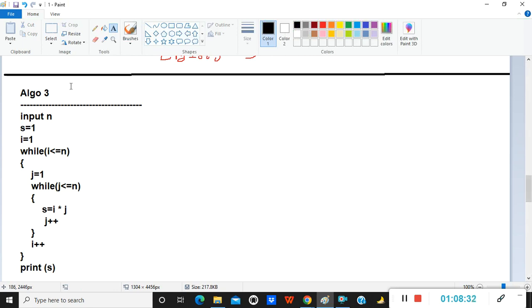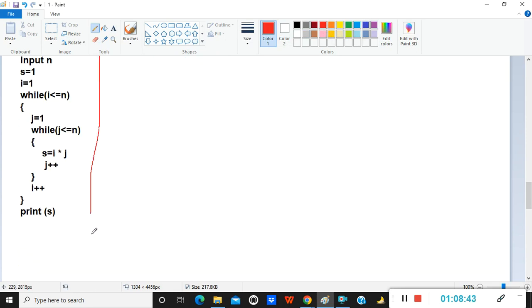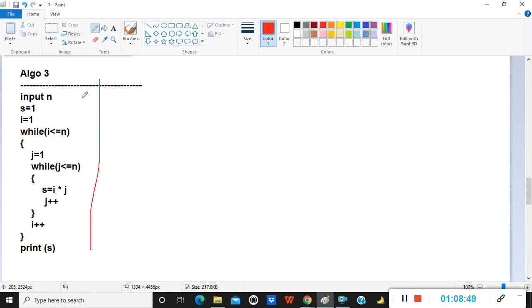As we did for the last two, we will also find the total running time for this algorithm. So what will be the time? The first statement is a constant t, this will also be t, and this one is also t. The while loop condition will be n plus 1 times t, so this will be nt plus t.